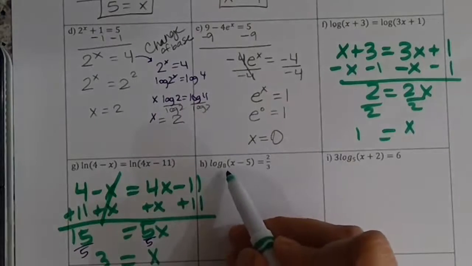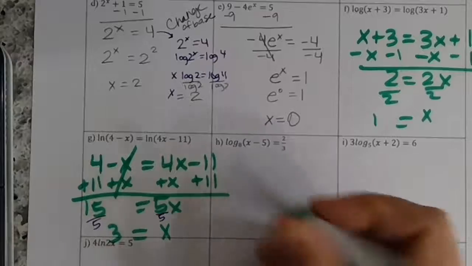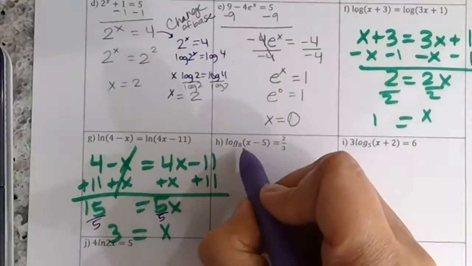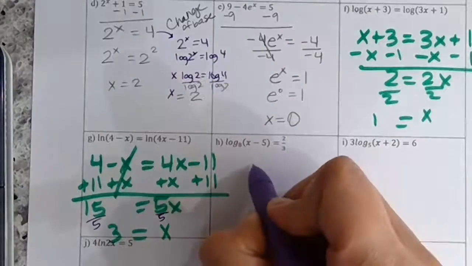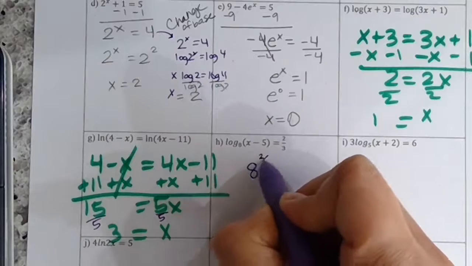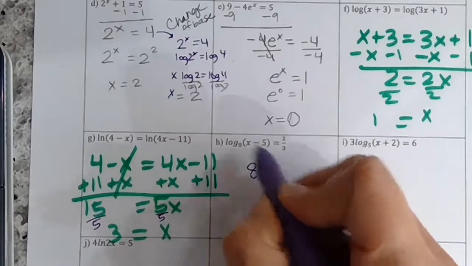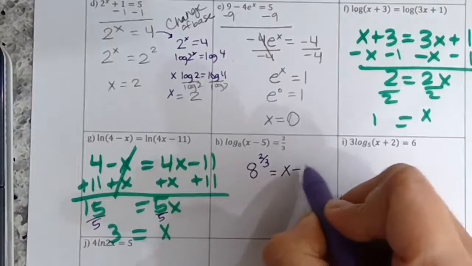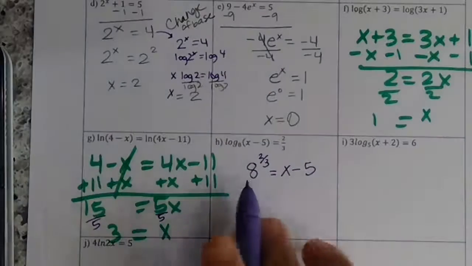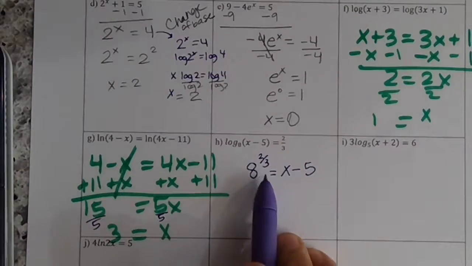All right, this one, you're going to change it from logarithmic to exponential. This is a nice problem. So you're going to change it from logarithmic to exponential. 8 to the 2/3 equals x minus 5. Okay, this is still ugly. This, I'm going to change it. I don't know what it means.